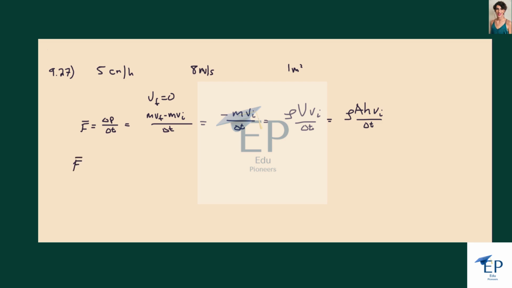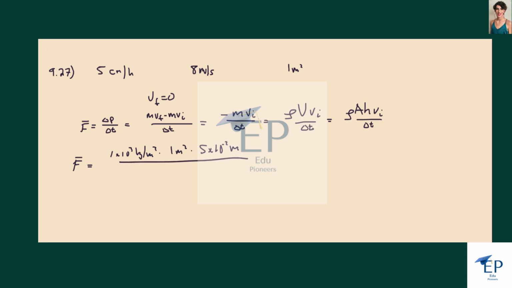So we get the average force here. And this is given as the density, which is 1 times 10 to the 3 kilograms per cubic meter. Our area is 1 square meter. Our height, how are we going to do the height? So the height is given by 5 centimeters per hour. Okay, so what we're going to do here is 5 times 10 to the negative 2 meters.